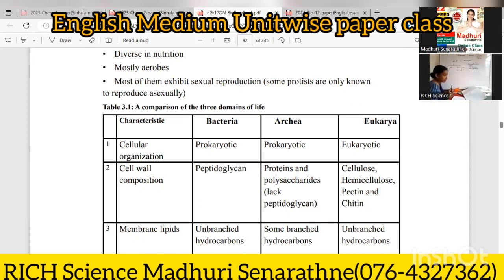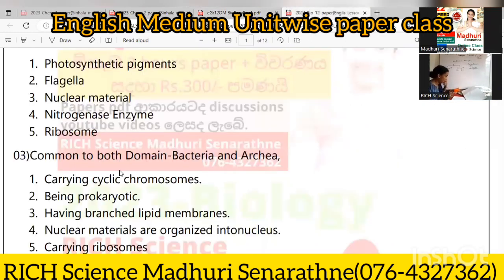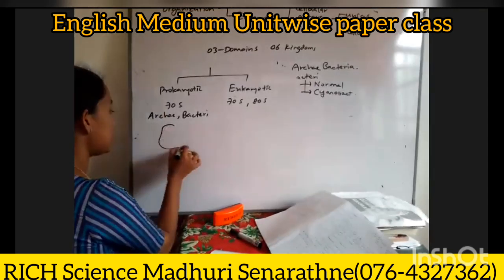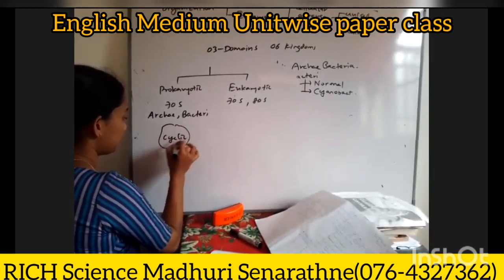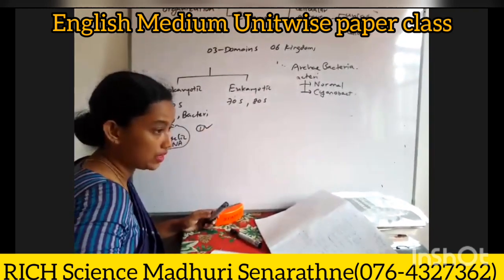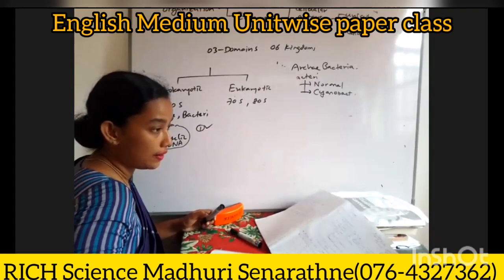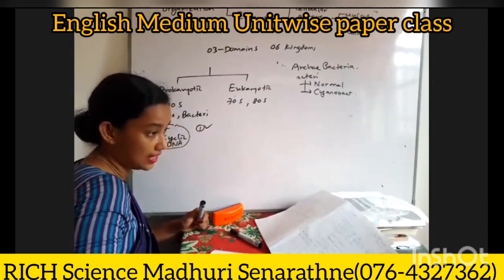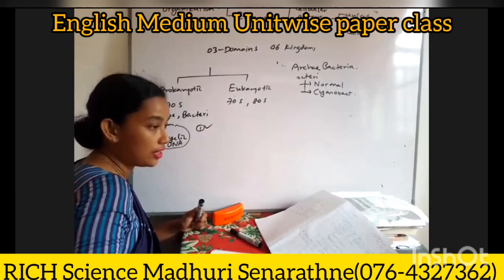First question, first answer: carrying cyclic chromosomes, common to domain Bacteria and Archaea, right? That means prokaryotic. Archaea and bacteria mean prokaryotic. Prokaryotes contain cyclic DNA. Therefore, the first one can be considered, by using cyclic DNA, carrying cyclic chromosomes.